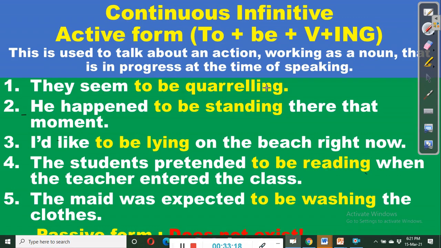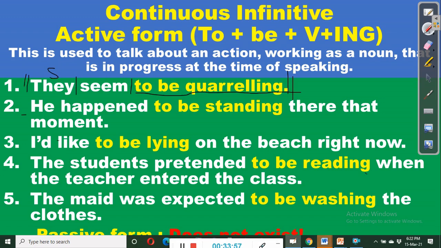They seem to be quarreling. Now, what is the continuous infinitive here? To be quarreling. You might look at it and think that this is actually a verb or a verb phrase. No, it is not. It is functioning here as a noun. All right, let's analyze it again. They seem to be quarreling.